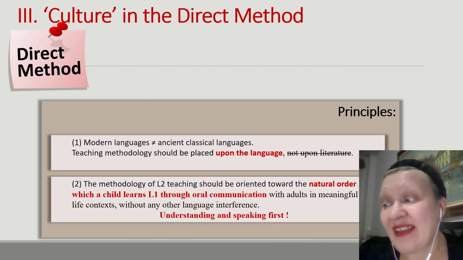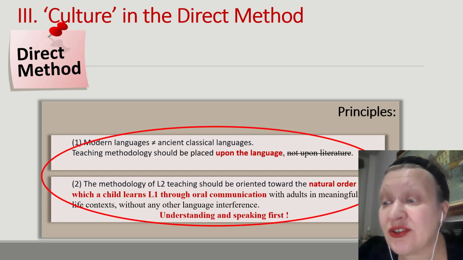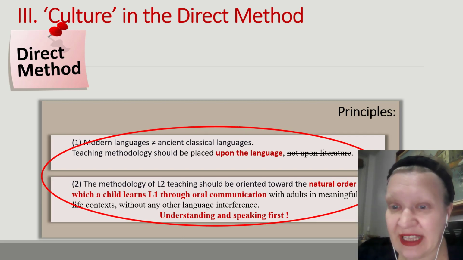Now we know the direct method focuses on oral communication and renounces the extreme literary-centrism as practiced within the grammar translation method.